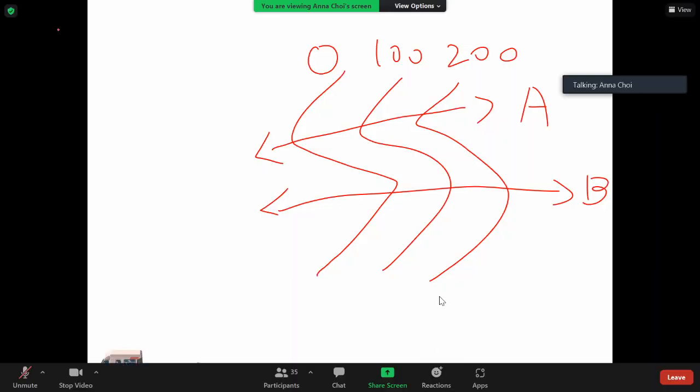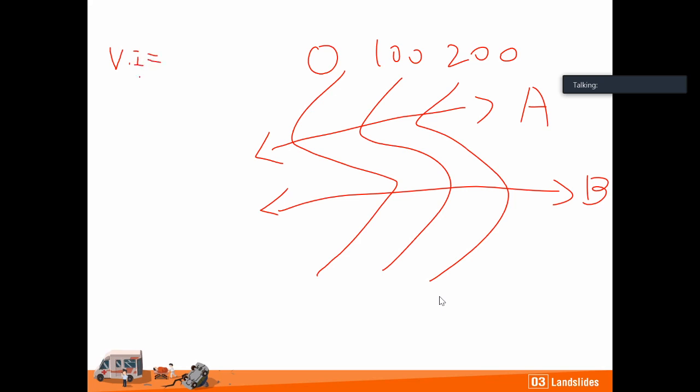Here we have 3 contour lines, 0, 100, and 200. So first of all, I would like to ask one question first. What is the vertical interval for this map?